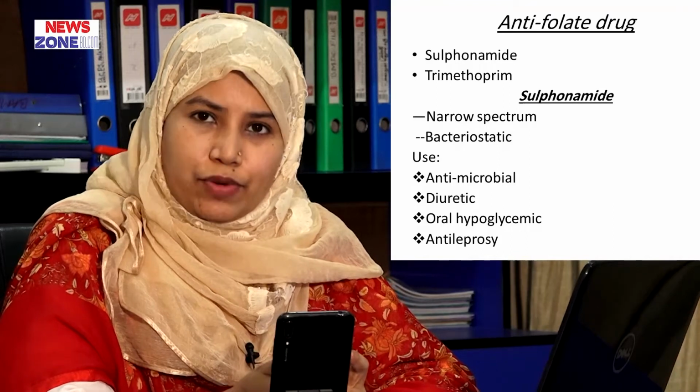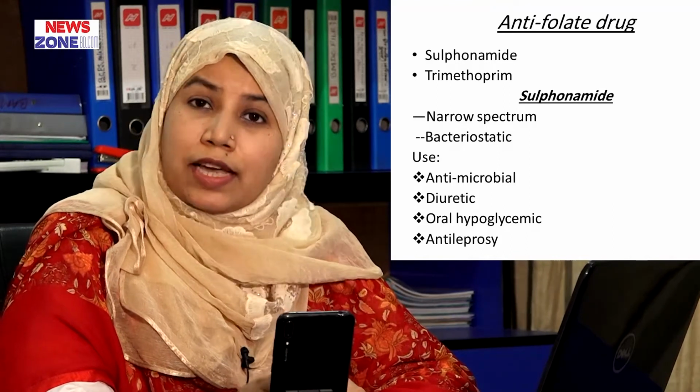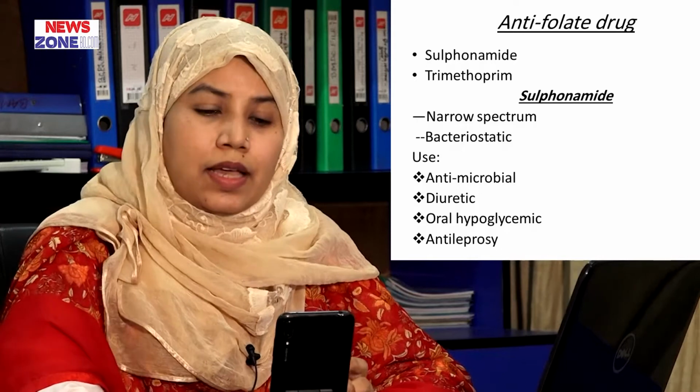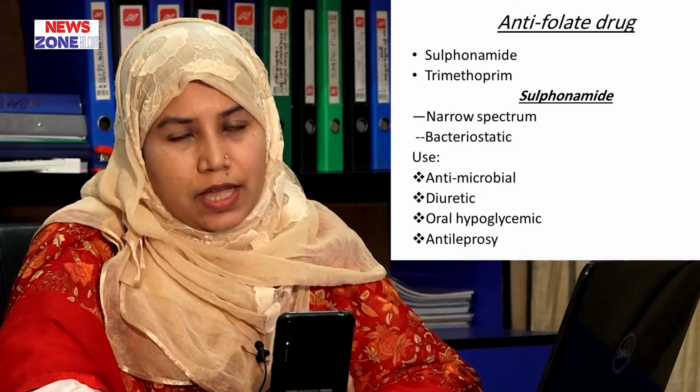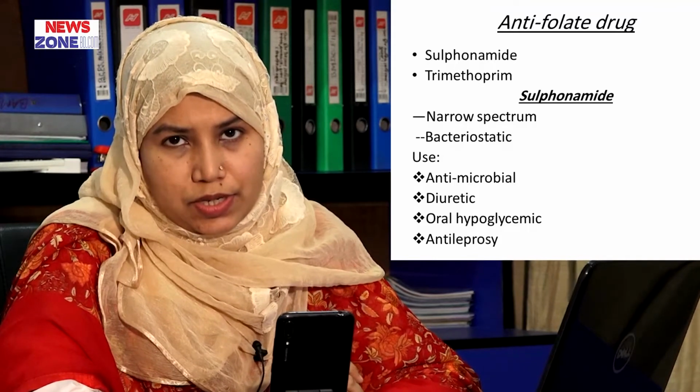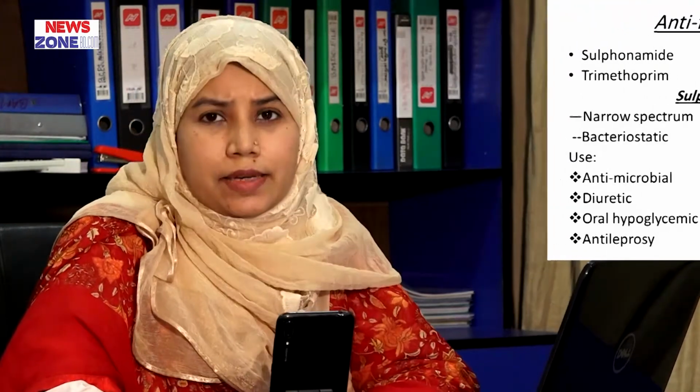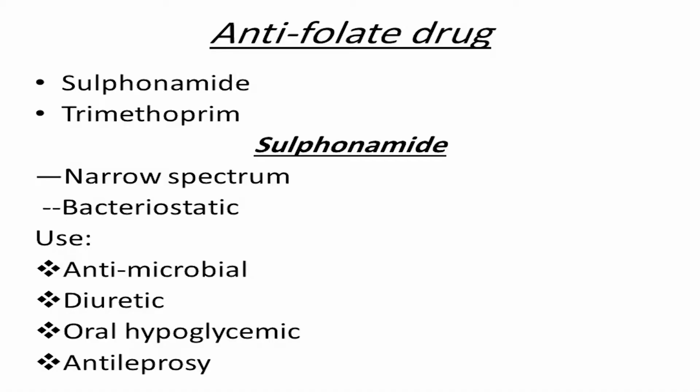Individually, I will discuss the sulfonamide. Sulfonamide individually is a narrow spectrum drug and it is also a bacteriostatic drug. That means it cannot kill the bacteria. It can halt the growth and multiplication of the bacteria. And also it has less spectrum coverage, so it is called narrow spectrum. Now what are the uses? The use of sulfonamide is antibacterial, that is our today's topic.